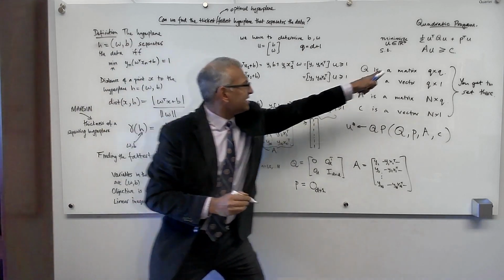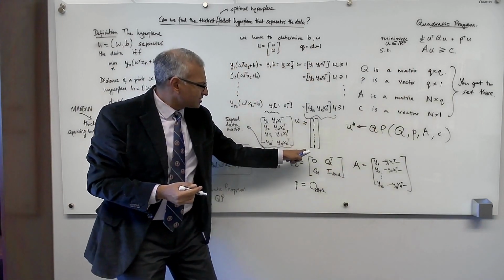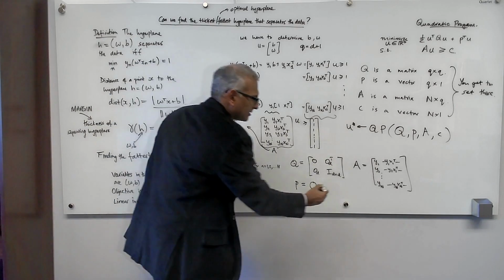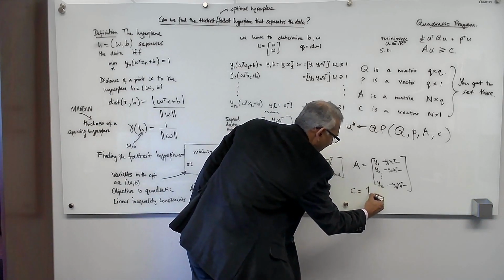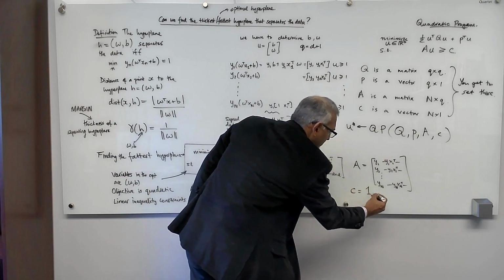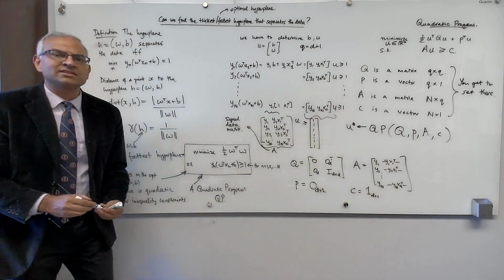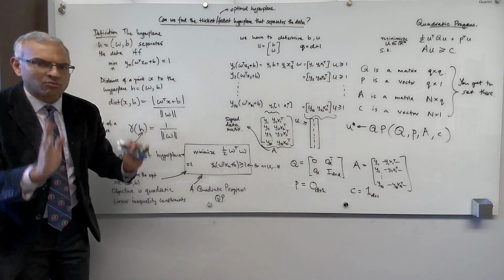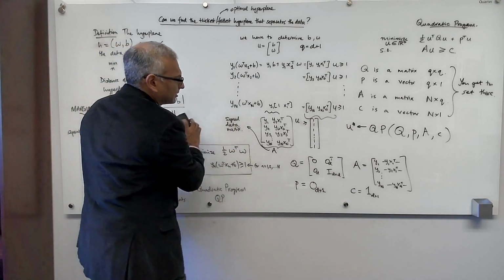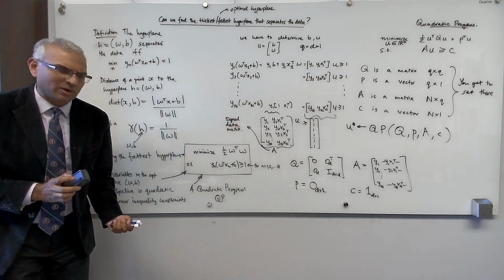And then what is C? Look here, C is just a vector of 1s. So C is a 1 vector, which I'll write as 1 sub d plus 1, the d plus 1 vector composed entirely of 1s. Let me erase this. We've just derived that.